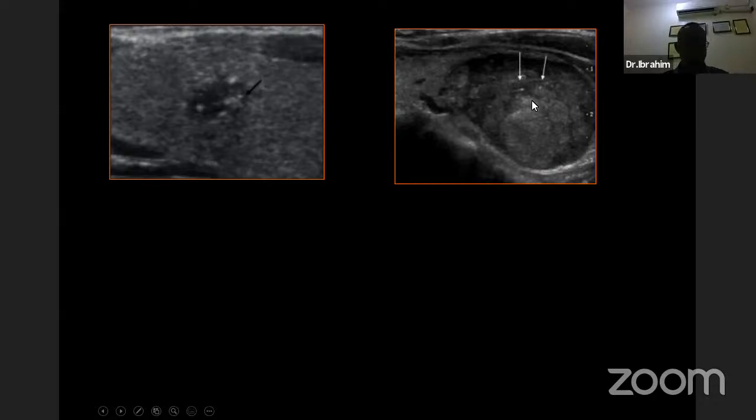This is a cystic papillary carcinoma. It's not completely cystic. It is dominantly cystic. There are areas of solid with multiple calcifications, punctate small calcifications. And here we can see color Doppler showing hypervascularity.